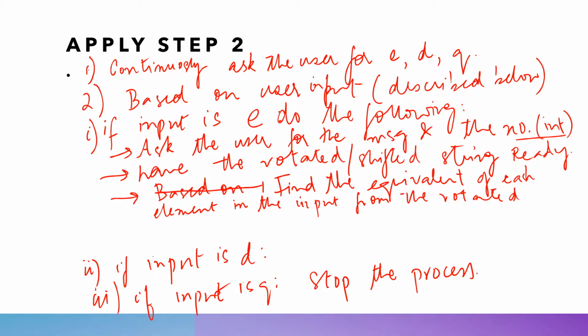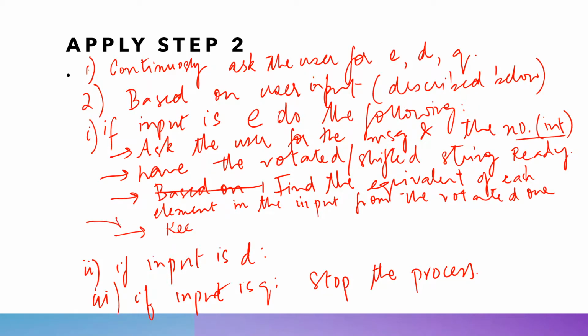Right? So from the rotated one, I'm going to grab the corresponding element, just like we did with that example. For T, the corresponding element was W. For H, the corresponding element was, I don't remember, V or something like that. So go and pick those elements, and based on that, keep putting these elements together.